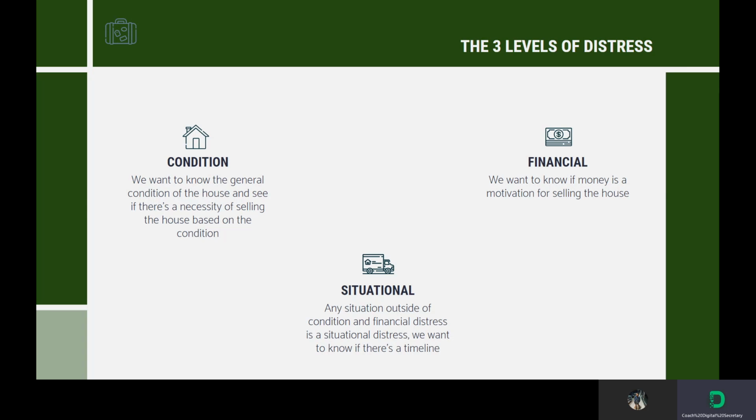Okay, now let's give you a quick review. Condition distress, financial distress, and situational distress. Those are the three levels of distress that we have to know. Condition, we want to know the general condition of the house. Financial, we want to know if they have money problems. And situational, we want to know if there might be a situation outside the two previous that might be influencing their necessity of selling a house.